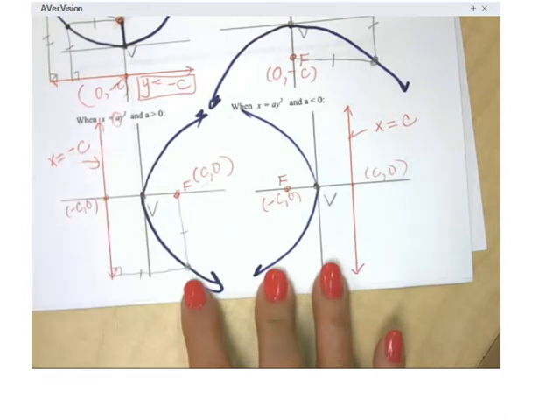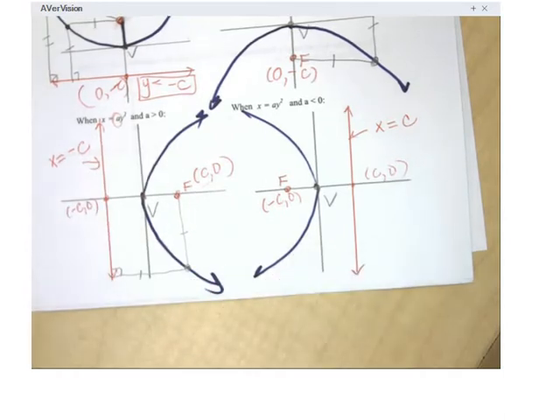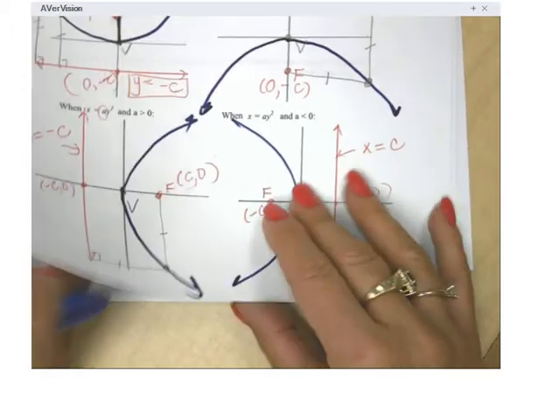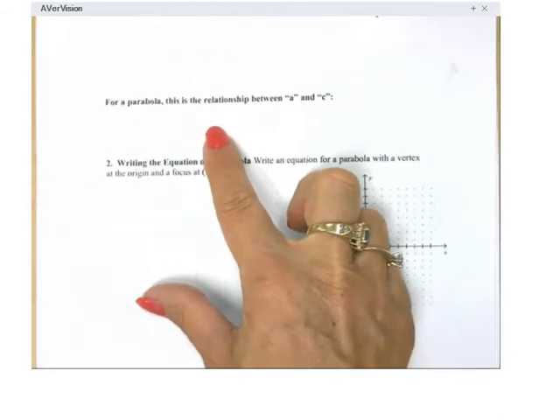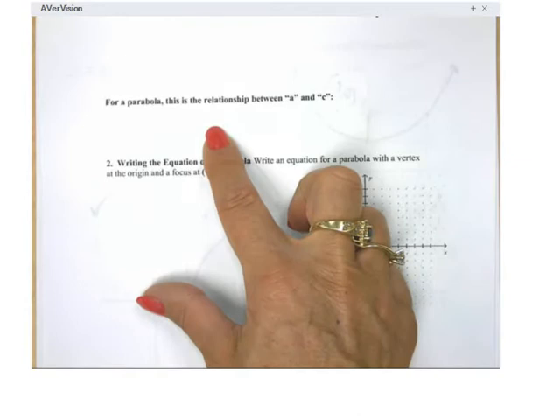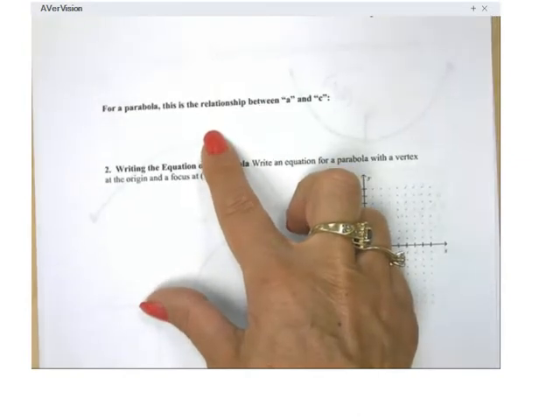Now, what's the relationship between this little a and this c? I keep talking about this little c, but I never even talked about how you even find it from this equation. And that's what we need to look at on the next page.